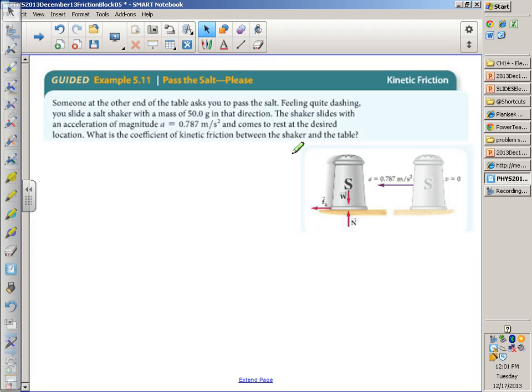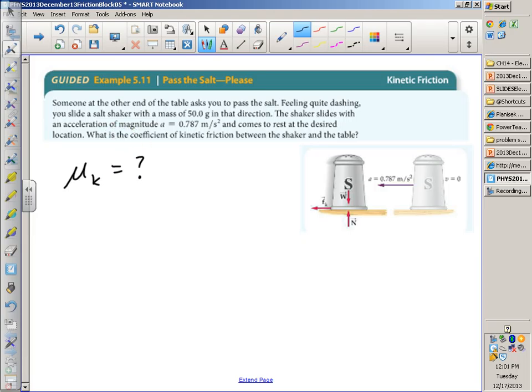So, to start, what is this question asking us for? The coefficient of kinetic friction. So we said we use this Greek letter mu, right? Looks like a U, but it's got a little tail on it. The Greek letter mu to represent the coefficient. And in this case, we're talking about the coefficient of kinetic friction, so we use the subscript K.